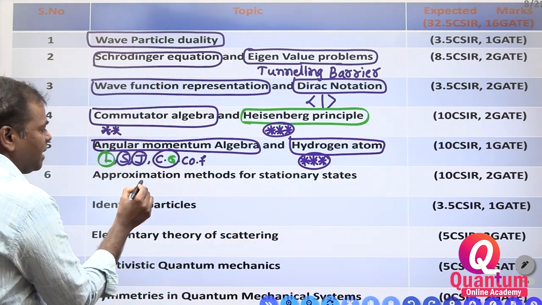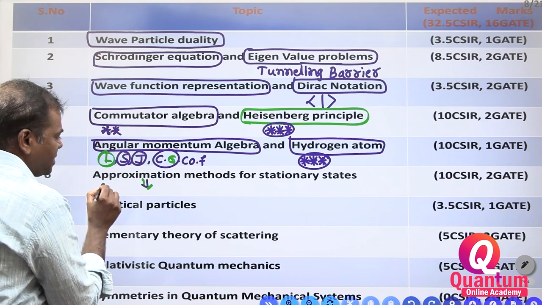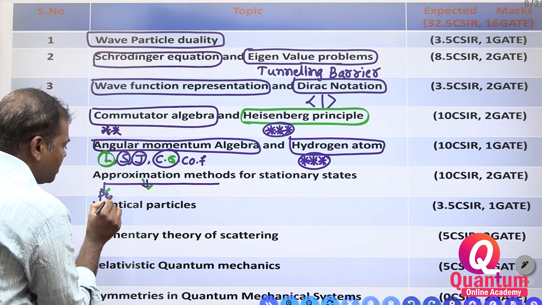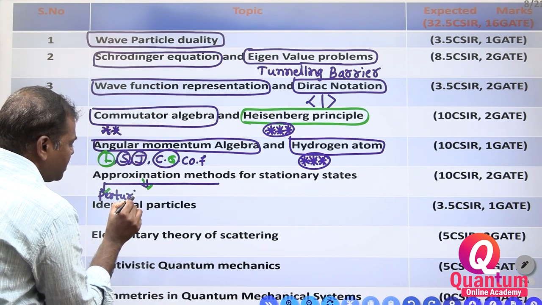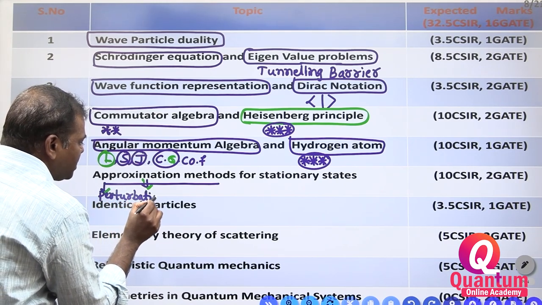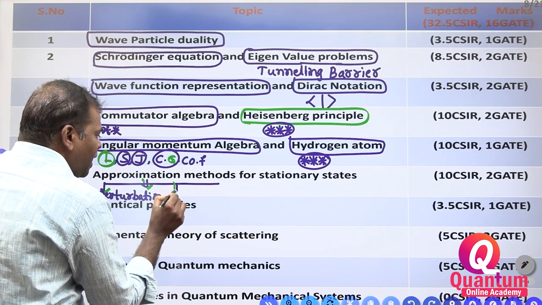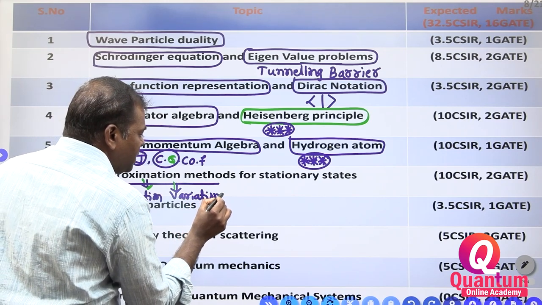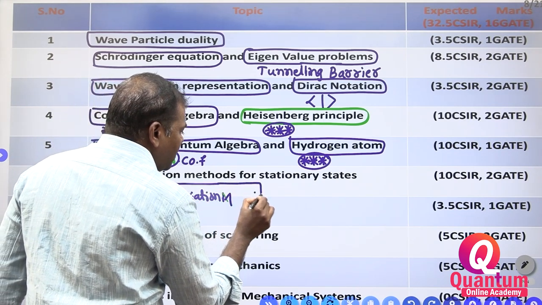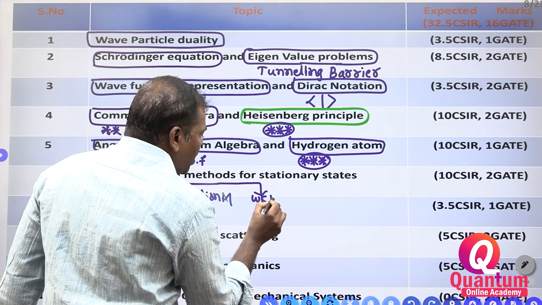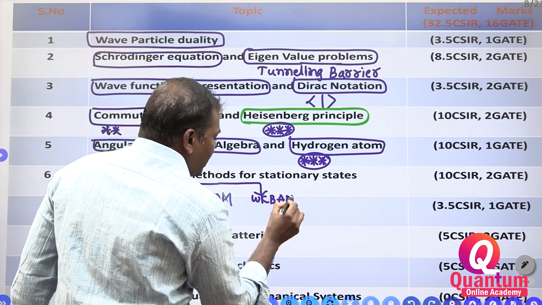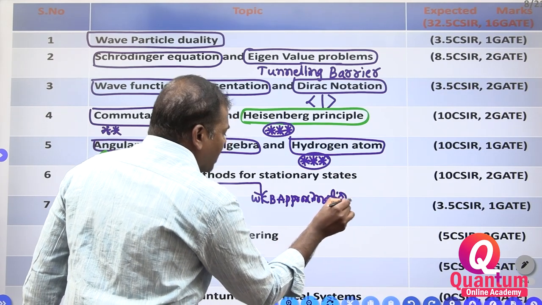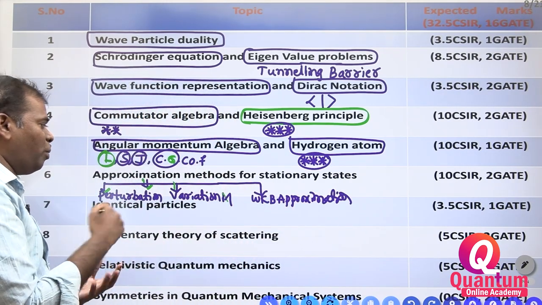Next, approximation methods. In approximation methods, 3 approximation methods are there. First is perturbation theory. The second is the variation method. The third one is the WKB approximation. All the approximations we have to learn here only, whether they are in the advanced part or the core part.